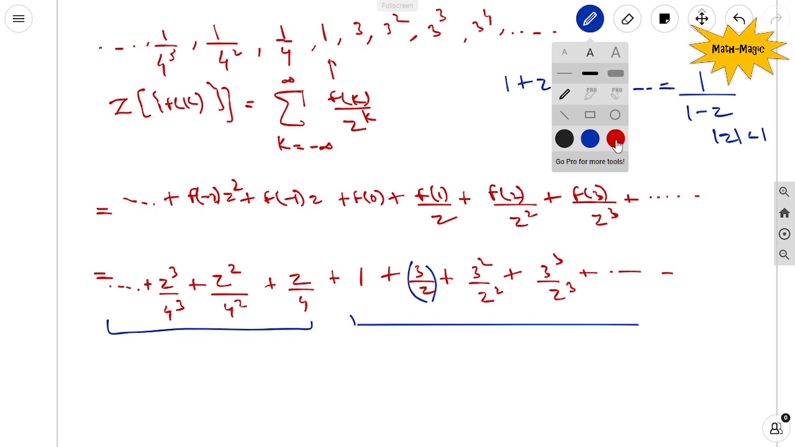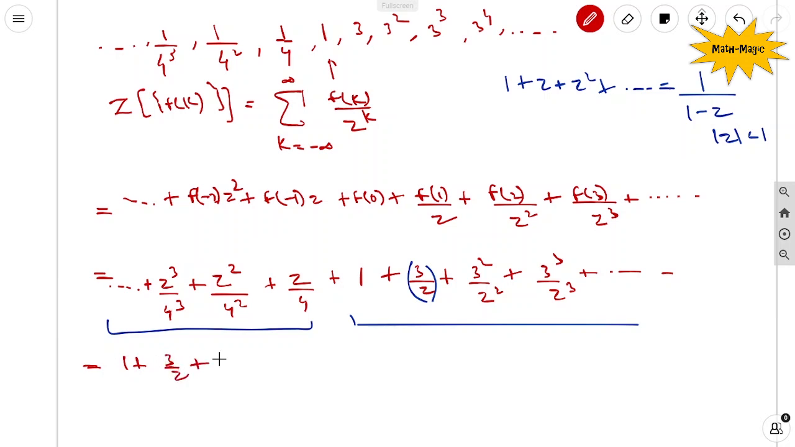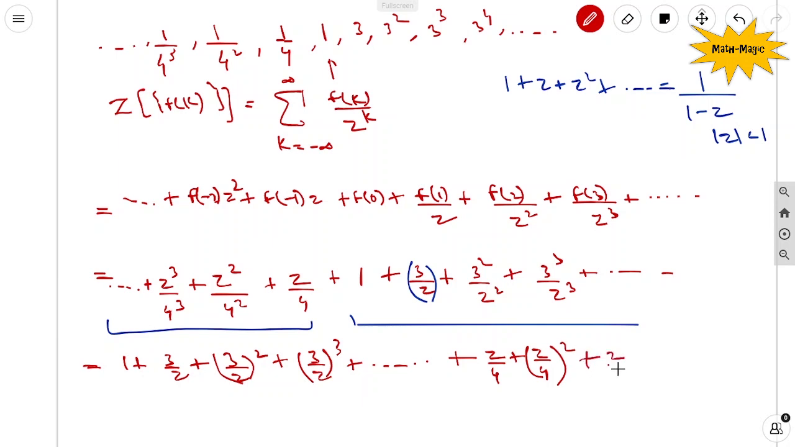So now what do we have? Let's write this as 1 plus 3 by z plus 3 by z the whole square plus 3 by z cube, plus and so on. Then plus, let's write this addition in the reverse order. So we are going to get z by 4 plus z by 4 the whole square, plus z by 4 the whole cube, plus and so on. Done.